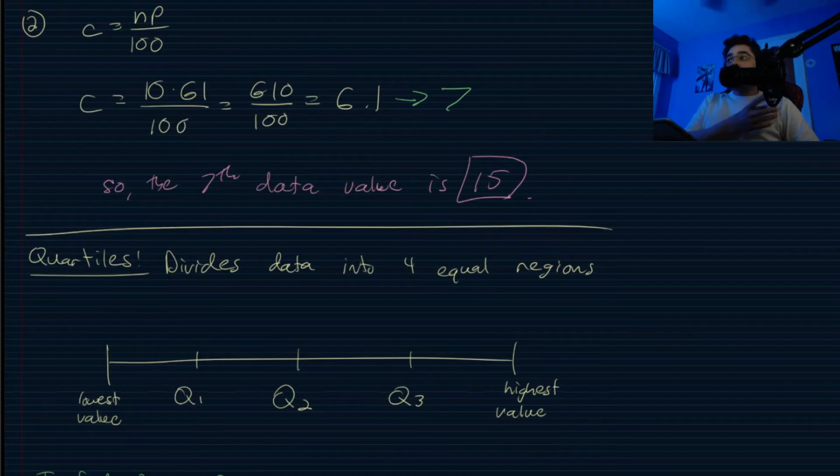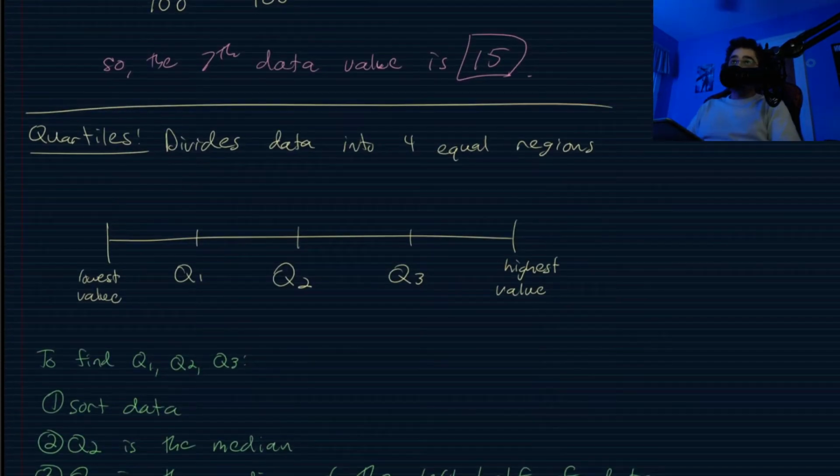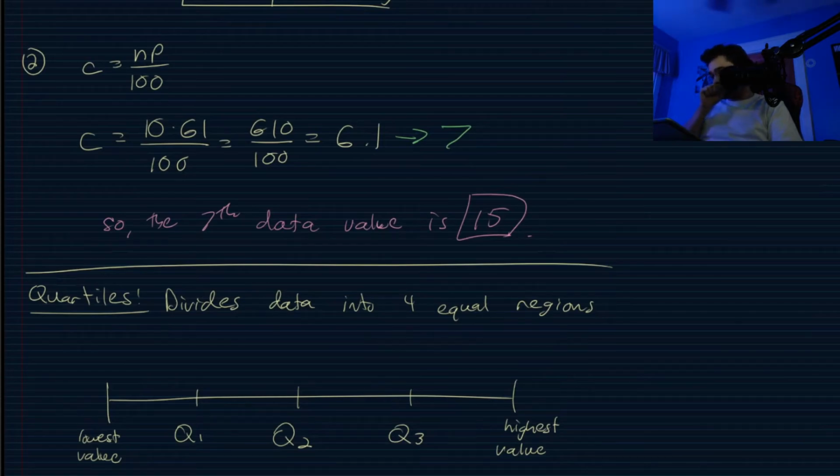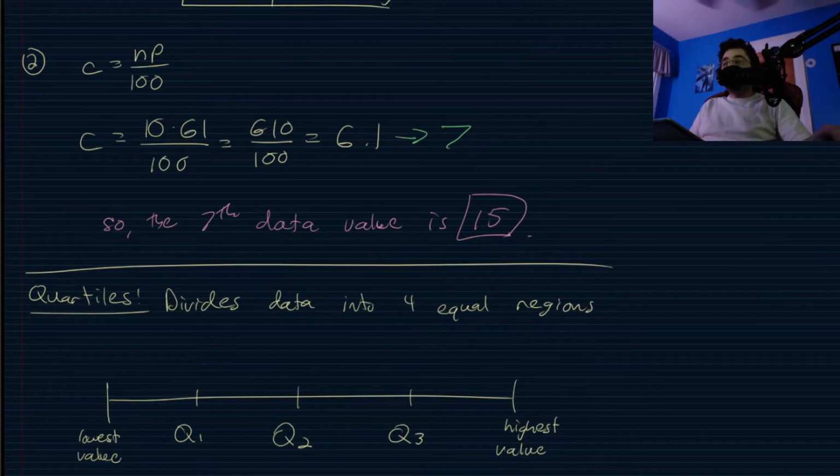Okay, so quartiles, on the other hand, divide the data into 4 equal regions. And when finding where the quartiles are, the first thing you want to do is find Q2. That's the one right in the middle. It's just the median.